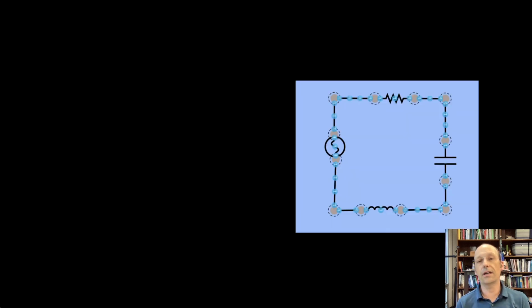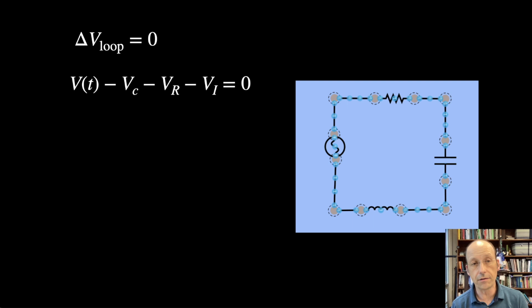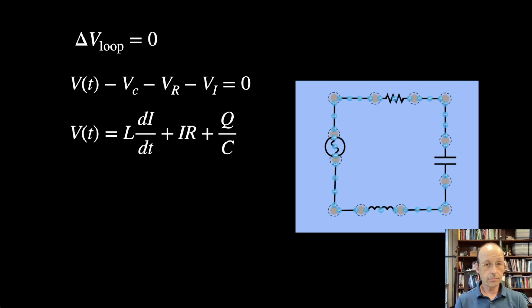So here's the circuit with variable voltage, resistor, capacitor, inductor. And so Kirchhoff's loop rule says that the change in voltage around the loop is 0. So I can write that as the driving voltage minus the voltage across the capacitor, resistor, and inductor. Well, the voltage across the inductor depends on the rate of change of the current. So it's L dI/dt. The voltage across a resistor is I times R, and the voltage across the capacitor is Q over C. But I is the derivative of Q with respect to time.